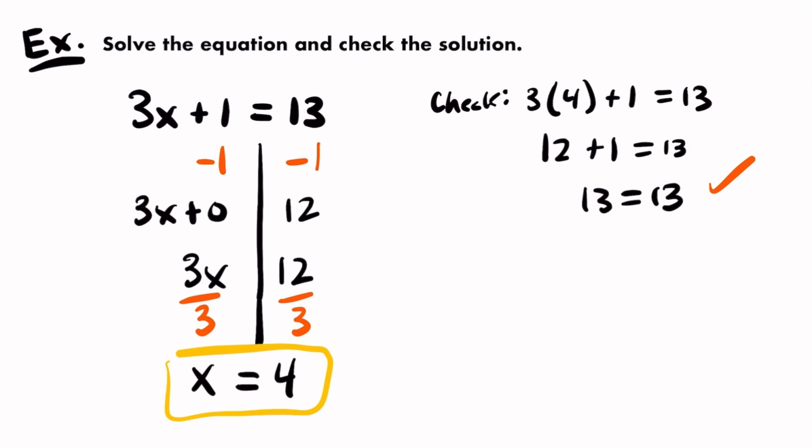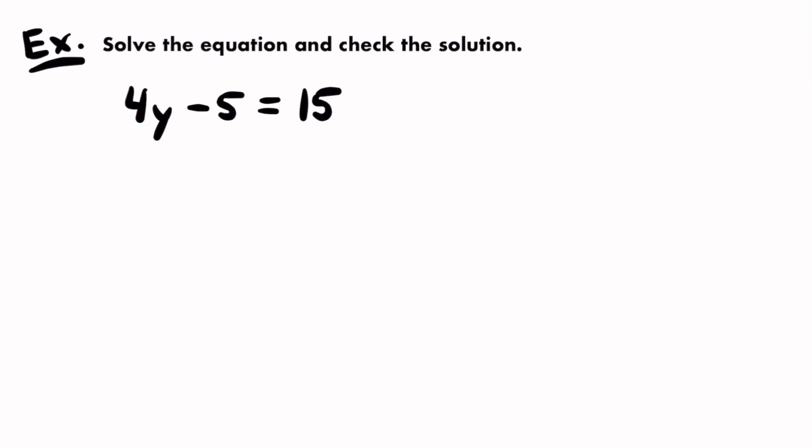Let's take a look at another example. Next up, we want to solve this equation, 4y minus 5 equals 15. In this case, our variable is y. That's what we want to solve for. To do that, we want to begin by isolating that variable term. We want to get 4y by itself on this side of the equation.